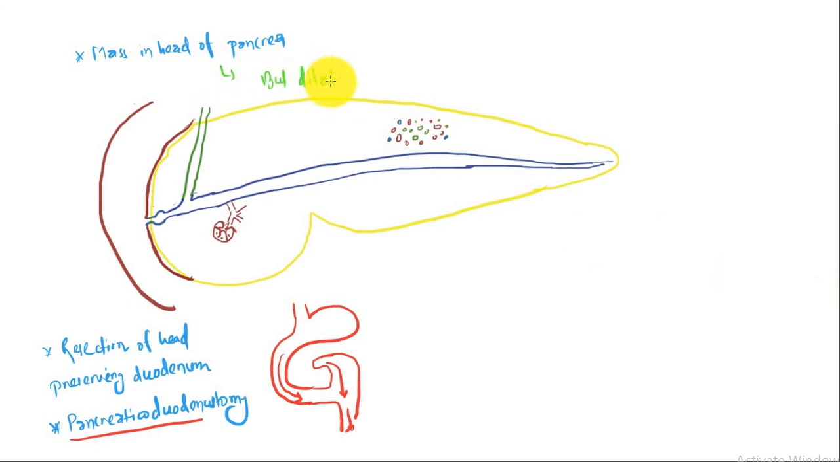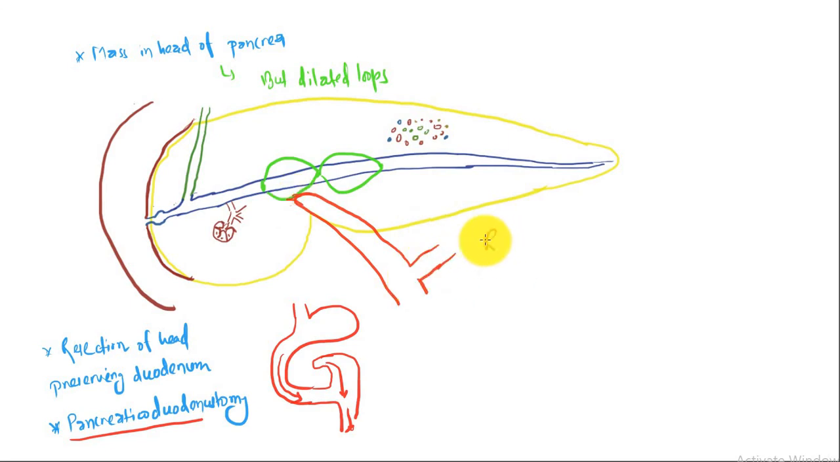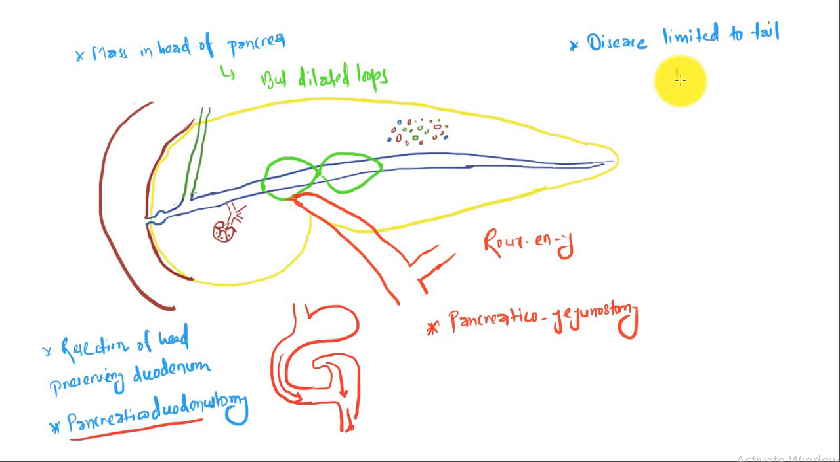So if there is mass in the head of the pancreas, but if there is dilated lobes, what we can do is we can bring the duodenum in here and perform Roux-en-Y surgery, making a Y. This is known as pancreaticojejunostomy. If the disease is limited to the tail, we can perform distal pancreatectomy.